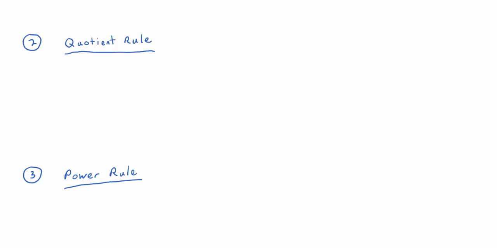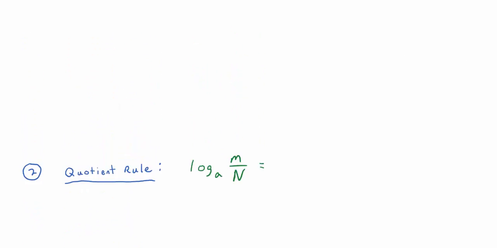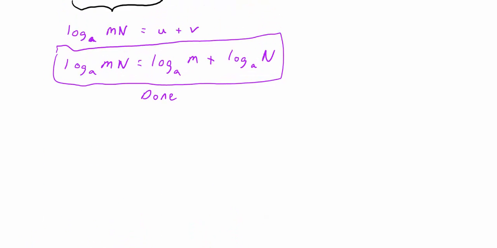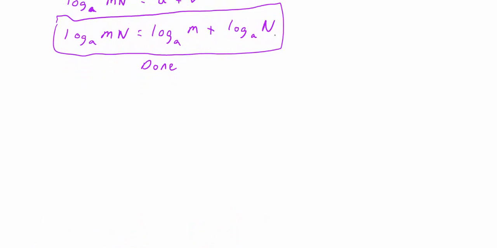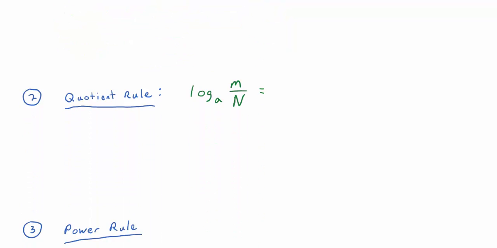So the quotient rule says, well, I'll bet, let me write the left-hand side, and I'll bet you can fill in the right-hand side. Log base a of m divided by n. How do you think the right-hand side is going to look different from the right-hand side of the product rule? Instead of being a plus here, it becomes a minus. And that's easy to remember, right?